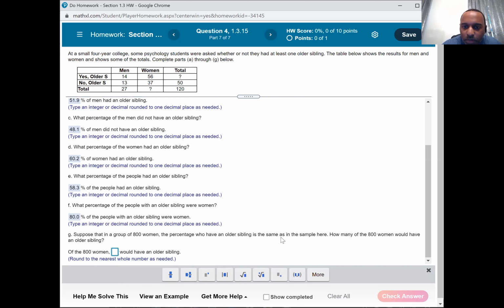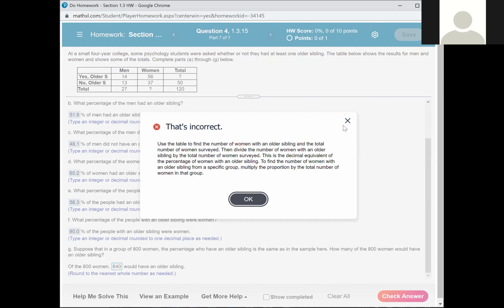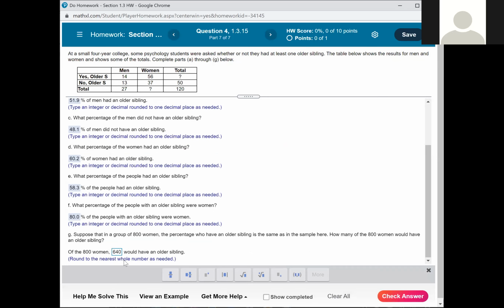The percentage of older siblings, same. Let's do 640. Can I ask a question? Now, with that 800, you wouldn't do 100% on any of that, right? Well, no, we're going to take one of these percentages. You got to make sure you use the right percentage. So you got 800 women, and out of the 800 women, how many of them have an older sibling?